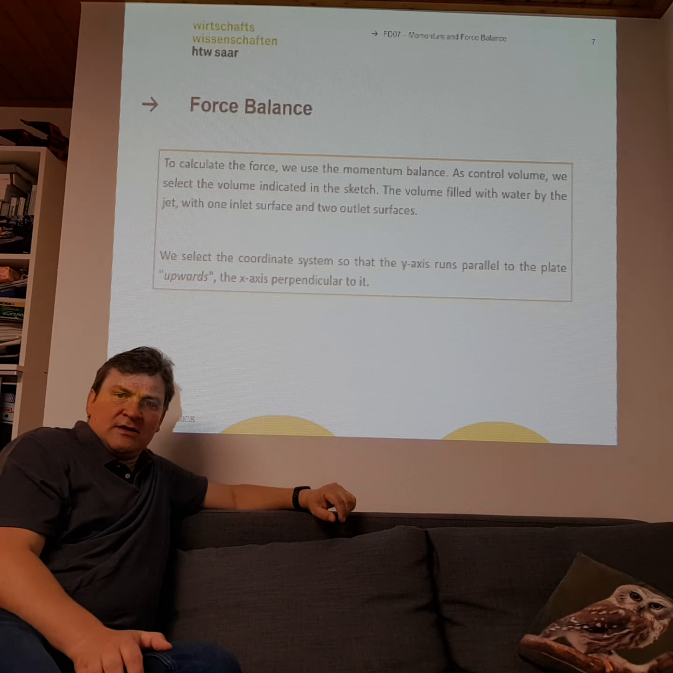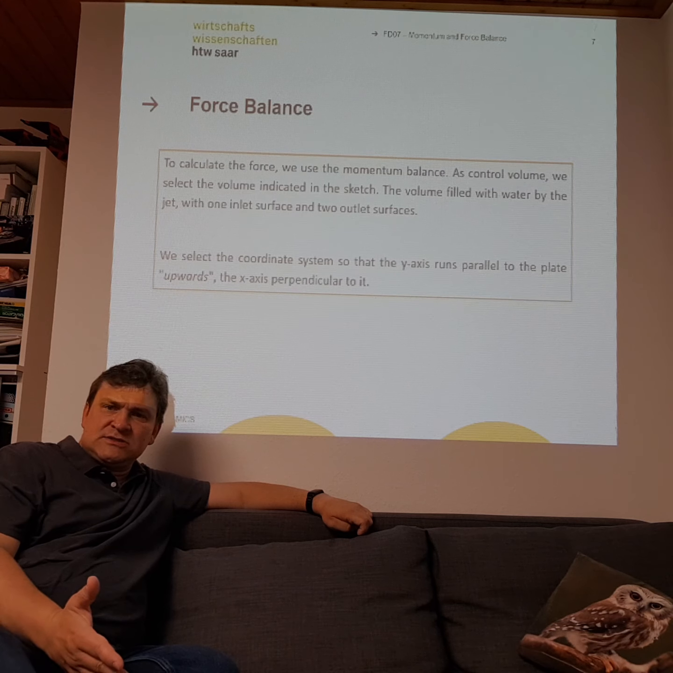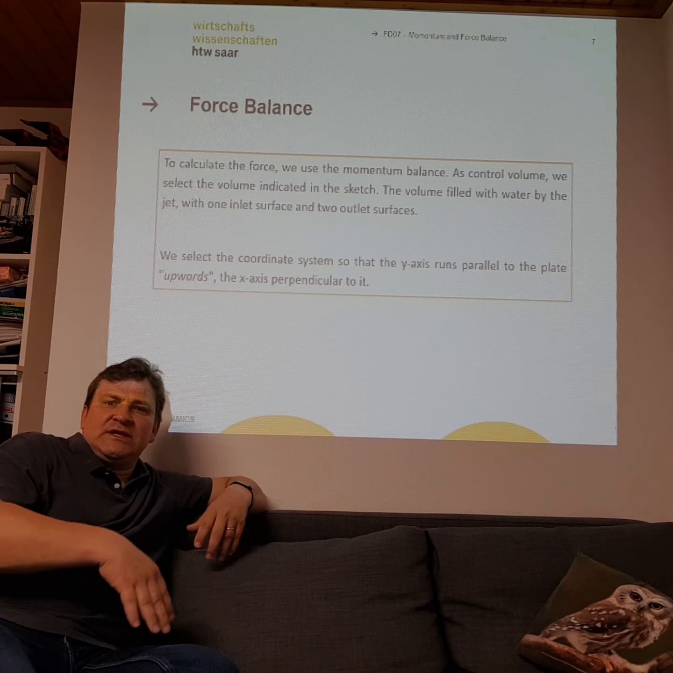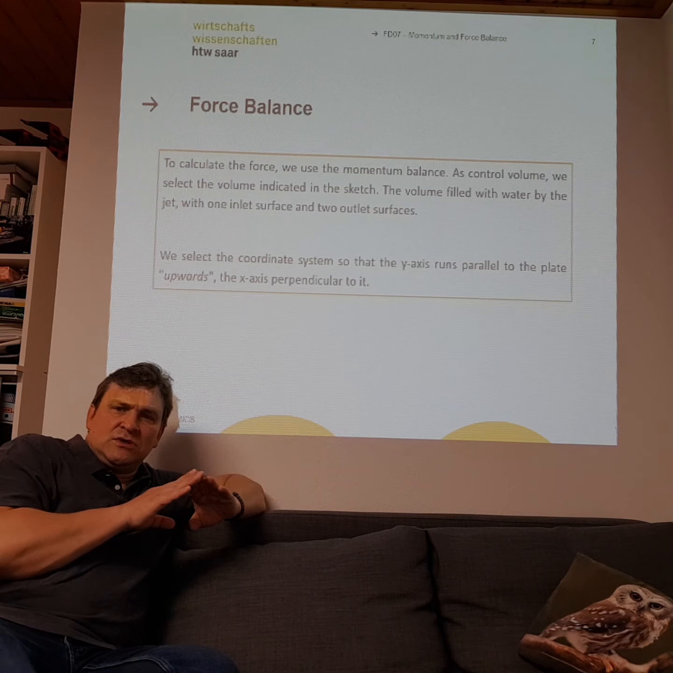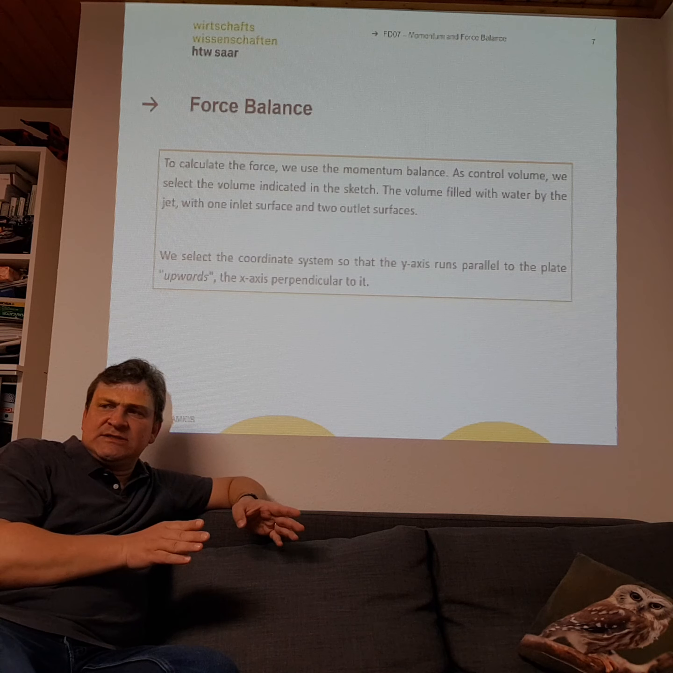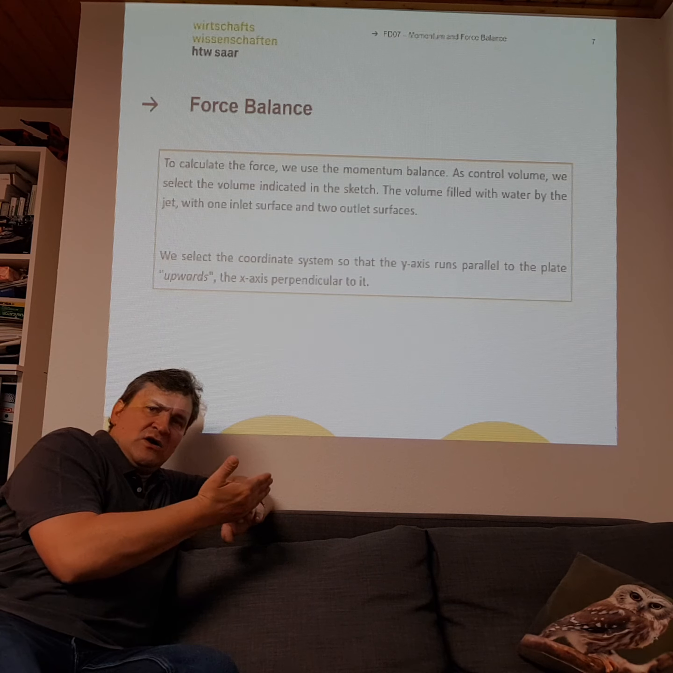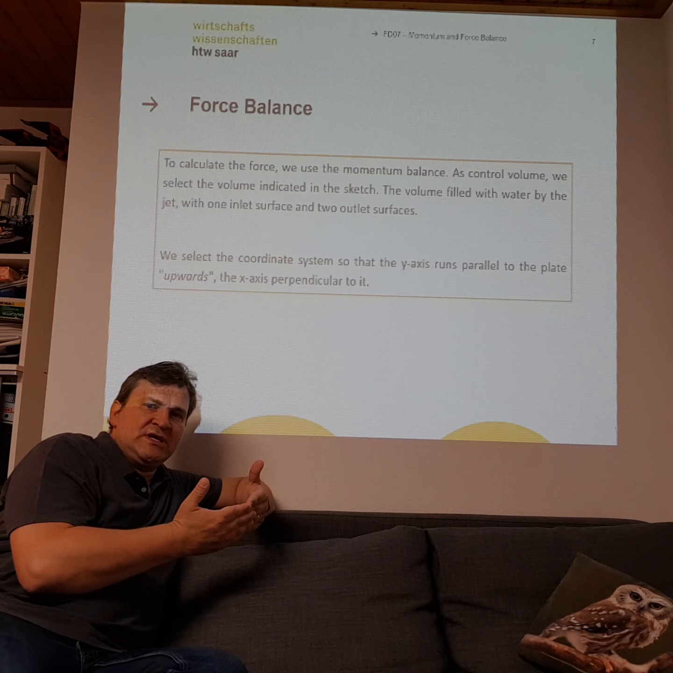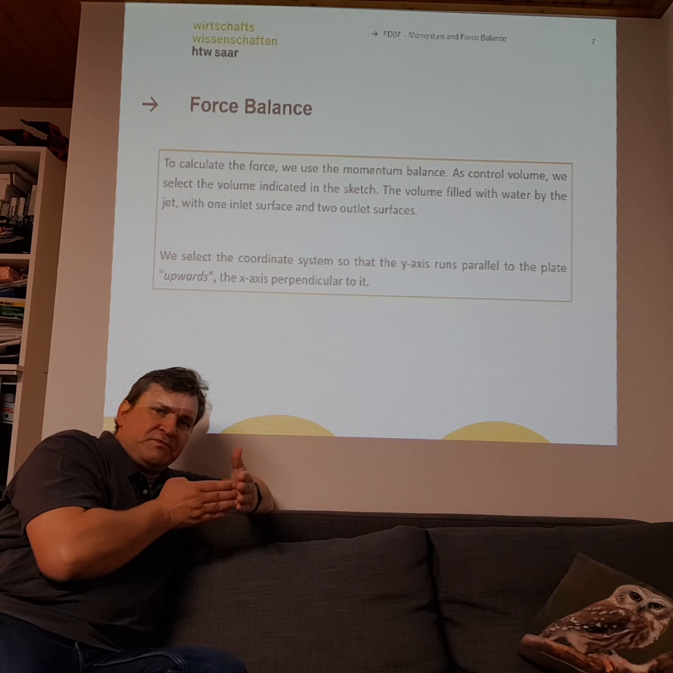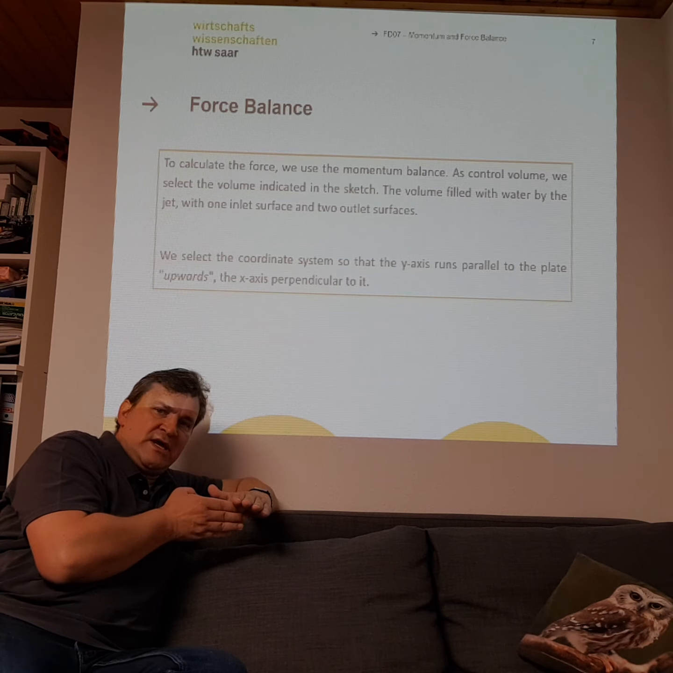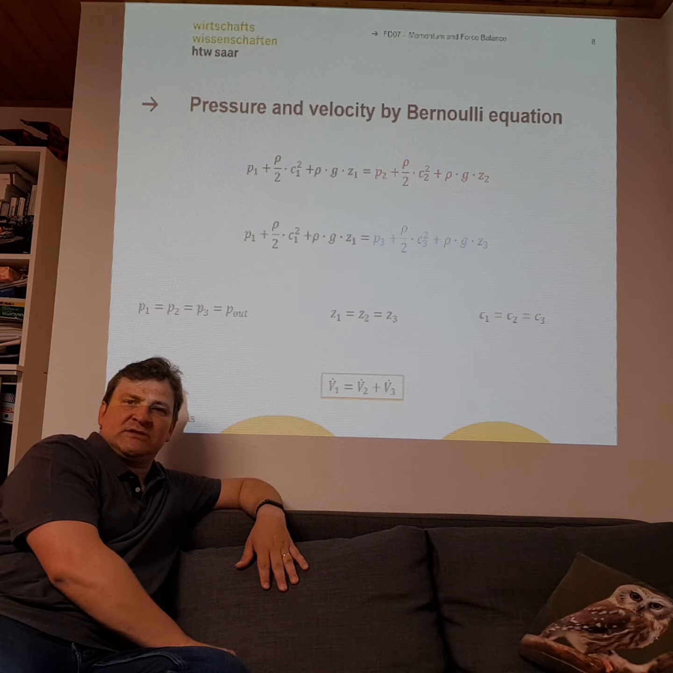So we make a force balance, and to calculate a force balance we use a momentum balance, and we need to define special control volumes. For example, at this inclined plate we have to define the area where the jet hits the surface, and we also have to take into account the angle of the inclined plate, because you can imagine if you hit the plate at a 90-degree angle, you get the full force. But if you incline the plate more or less, you get less force and less momentum.